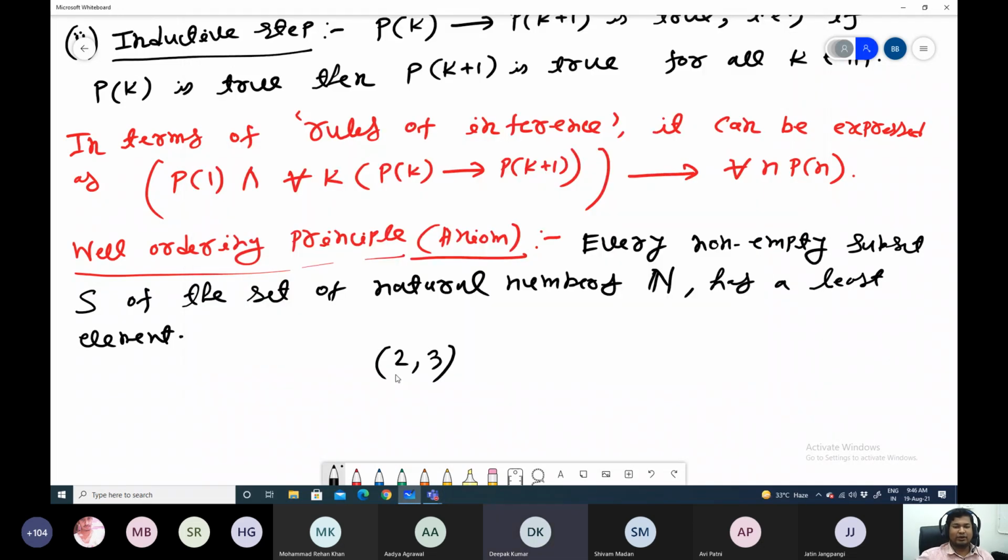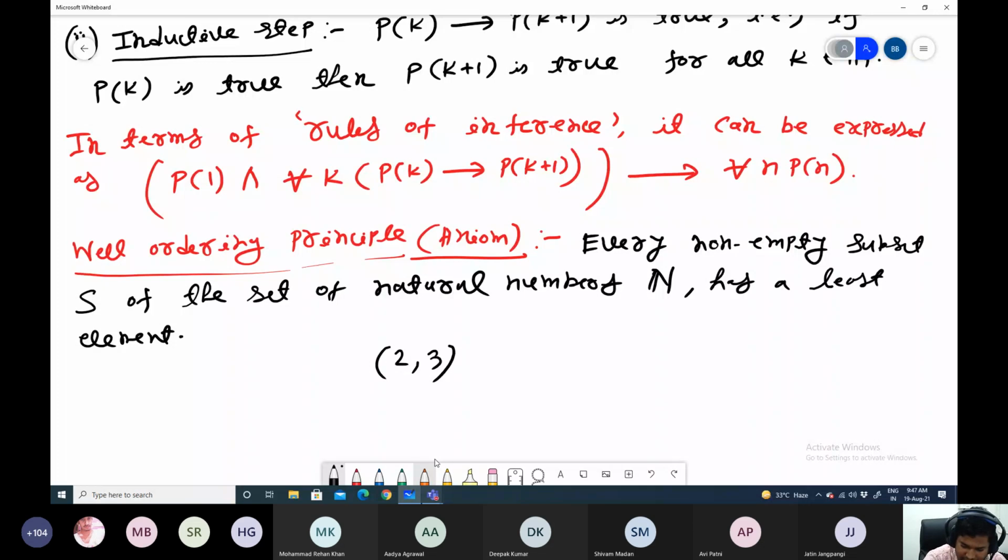So 2 is not in that set, right? But if you talk about the least element, that set does not have any least element, but it has an infimum, that is 2, and 2 is not in that set. So therefore infimum and the least element are actually different. Least element means the least element of that set, and infimum means the greatest lower bound. So both are different actually.